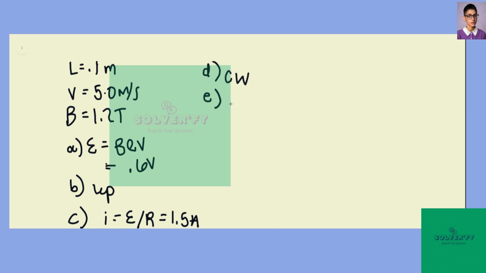And E asks the power. I'll use I squared R. So plugging in 1.5 amps for I, and then R, I forgot to write that down. R is equal to 0.4 ohms. So plugging those two in, I get that it's 0.9 watts.